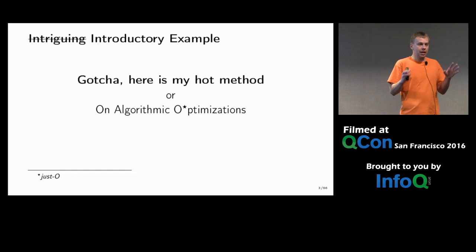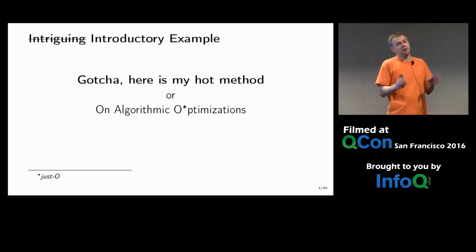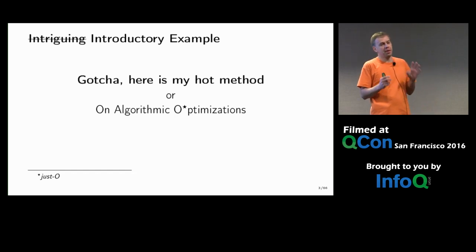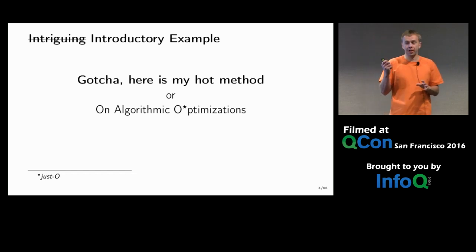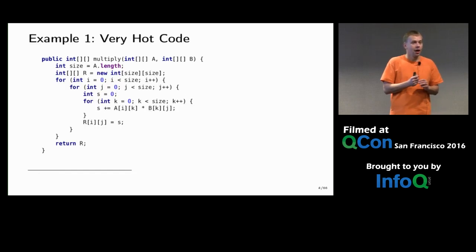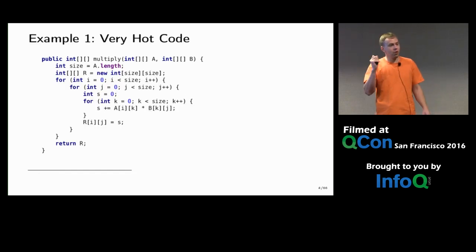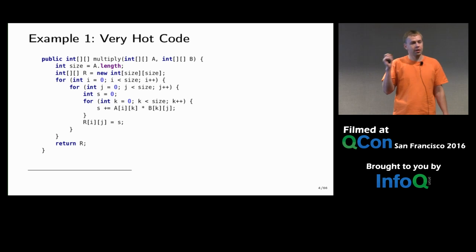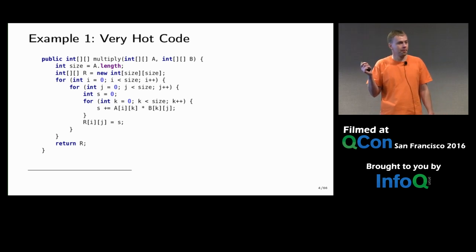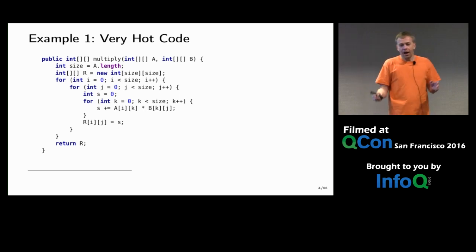Anyway, imagine we have some application. It's slow, and we found a hot method inside our application. For example, this one. Do you know what this method does? It's a matrix multiplication, straightforward from algebra.